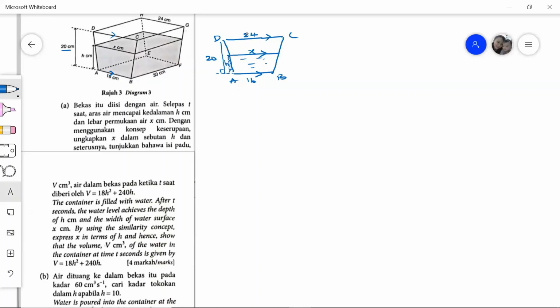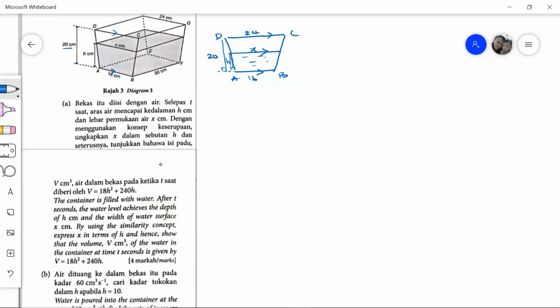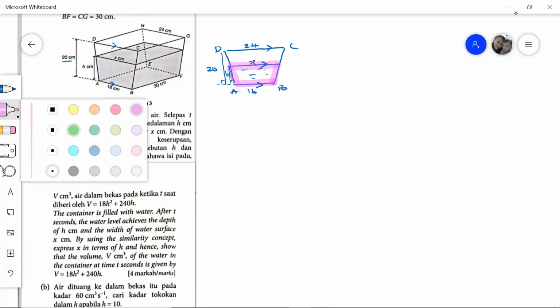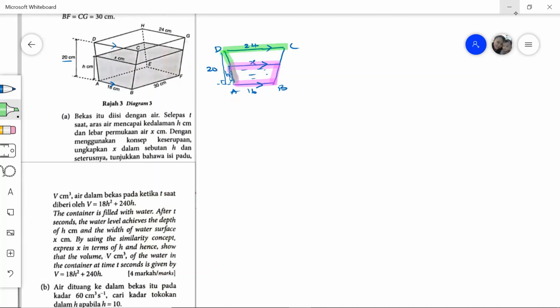This is H. So to use the concept of similarity, we have to express X in terms of H. So we shall use the comparison: the small trapezium compared with the big trapezium. Okay, let's do the comparison. So X over H is in proportion to 24 over 20. And therefore, we have written X in terms of H. Divided by 4, X equals 6 over 5 H.